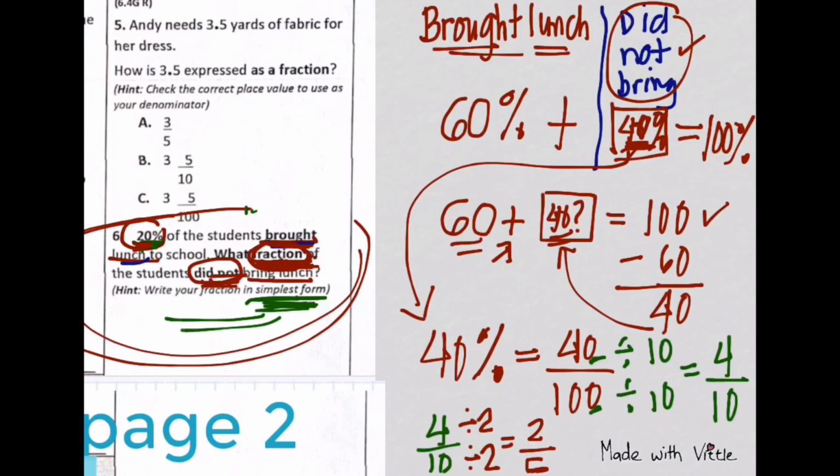And now as you can see, the top number is an even number and the bottom number is an odd number. There's no way we can simplify this further. So therefore, this is our final answer in simplest form. This fraction is our final answer.